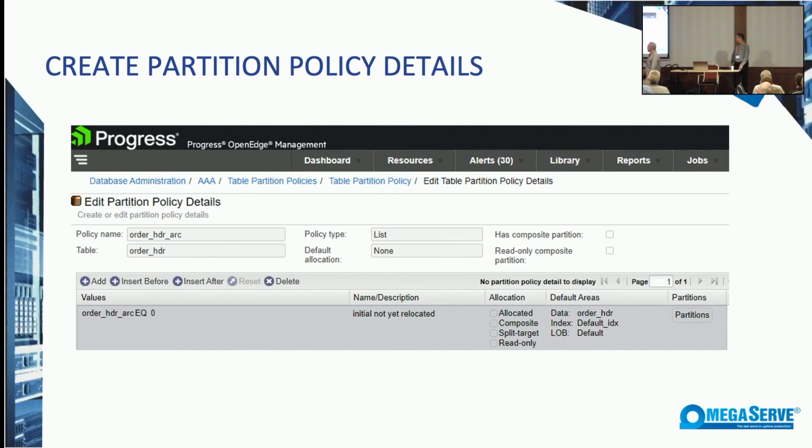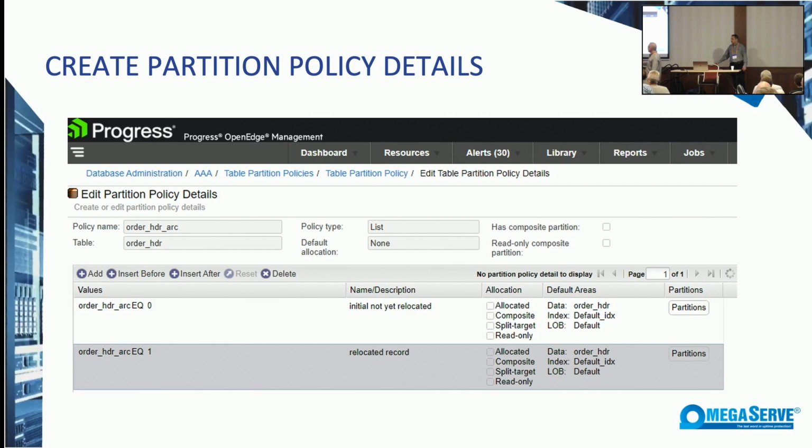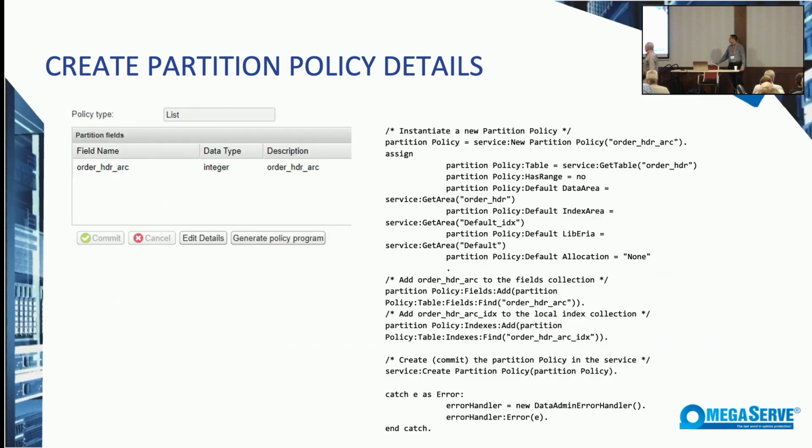Right. So, as I said, that's a second line. When order header underscore archive equals 1, it has a different destination. We didn't use it yet pretty much, but there is a facility to generate policy programs.